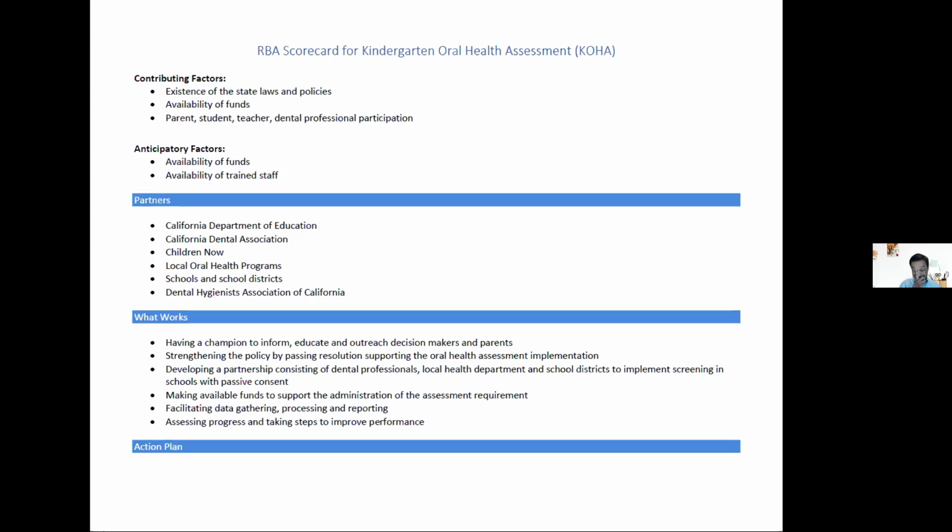Developing a partnership consisting of dental professionals, LOHDs, and school districts to implement the screening is going to serve a big impact. And as always, making available funds to support the administration and assessment requirement, facilitating data gathering, processing, reporting, and assessing progress and taking steps to improve performance along the way. So as new data becomes available, we want to ask, is this good? Is this bad? What do we need to do to change or to improve that?